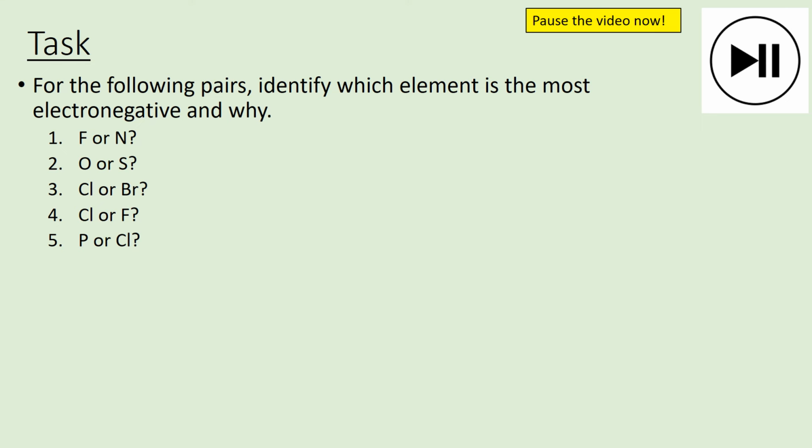Okay then, so F or N? Well, they're both in the same period, but F is further to the right. So F is the most electronegative out of those two because they have the same shielding. F is smaller and has a bigger nuclear charge. So F has a bigger nuclear charge, has a smaller radius, and they have similar shielding. So it's the same explanations, the same kind of theory we're using throughout this whole ionization energy, electron affinity, electronegativity. And electronegativity and electron affinity are very, very closely linked.